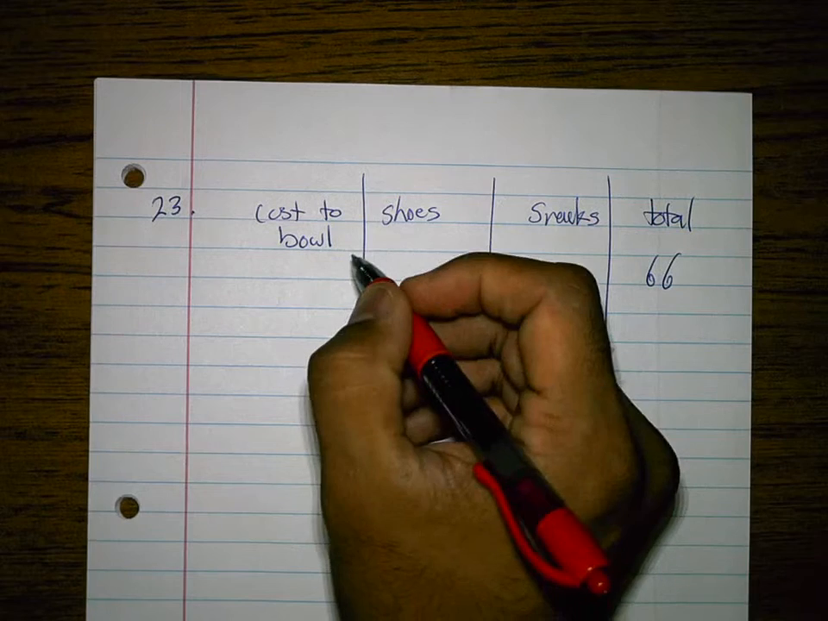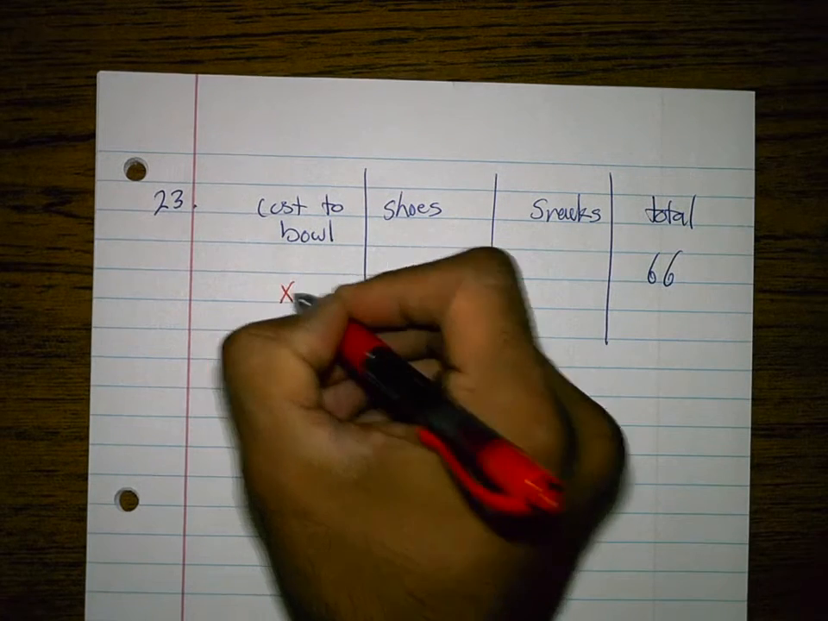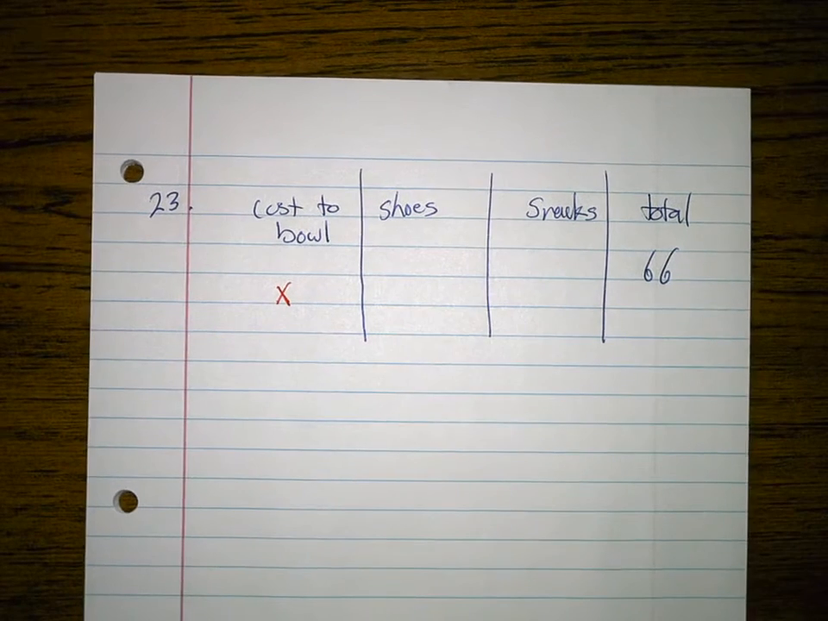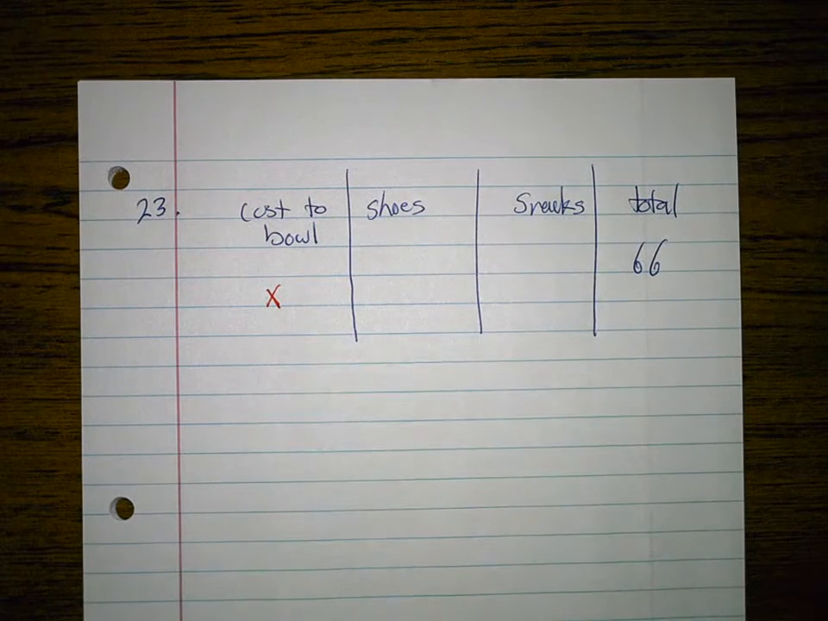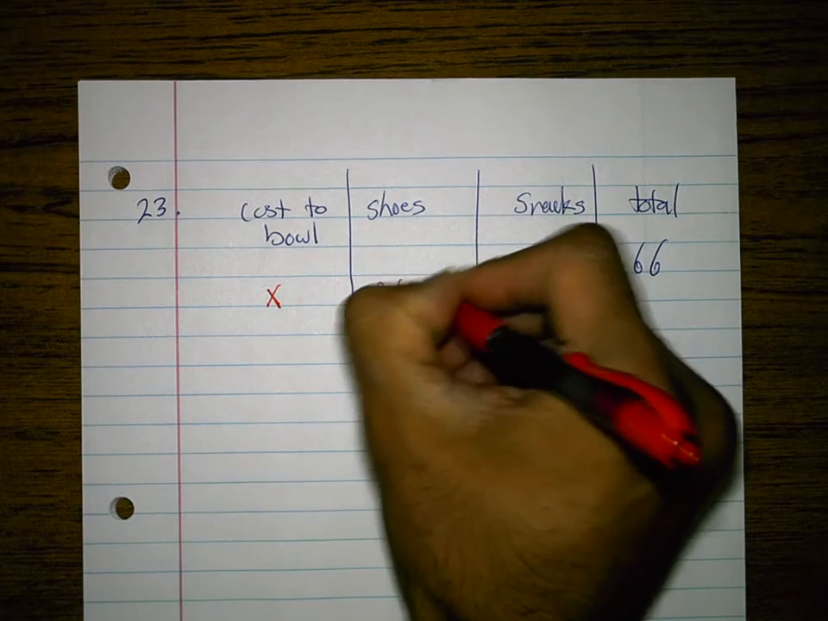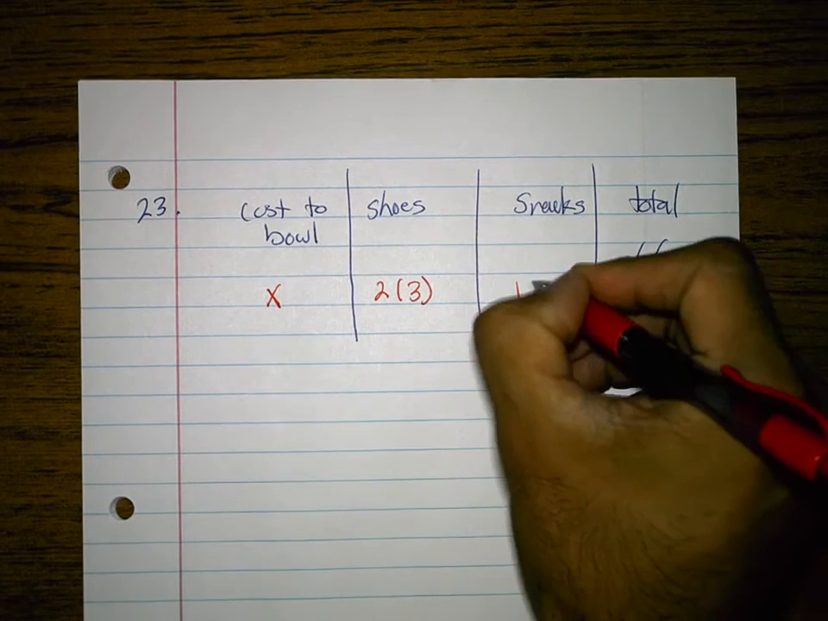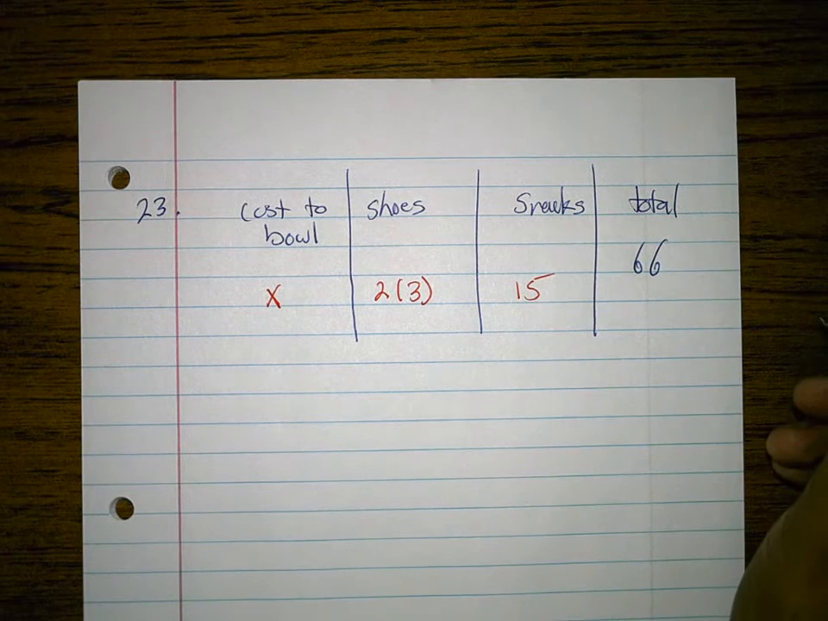So what does it cost to bowl? I don't know. I'm going to call that X. Okay. How much do they pay in shoes? Well, 2 of them rented shoes for $3. So that's 2 times 3. The snacks cost $15.